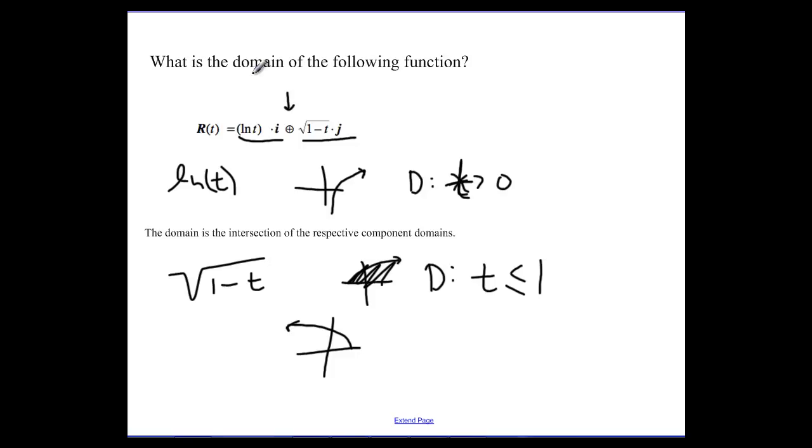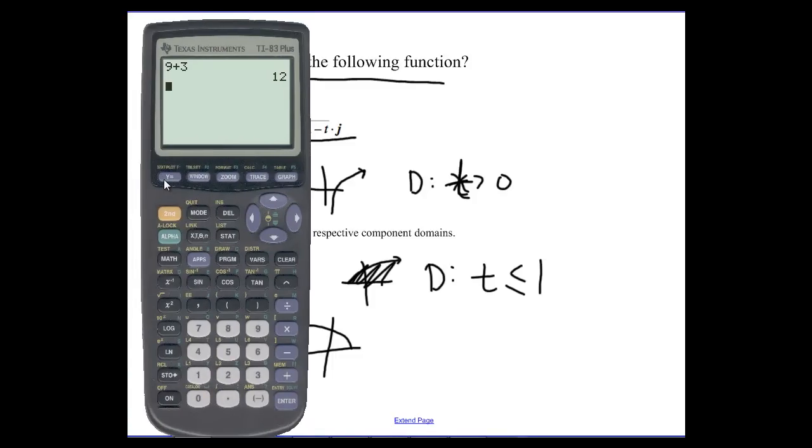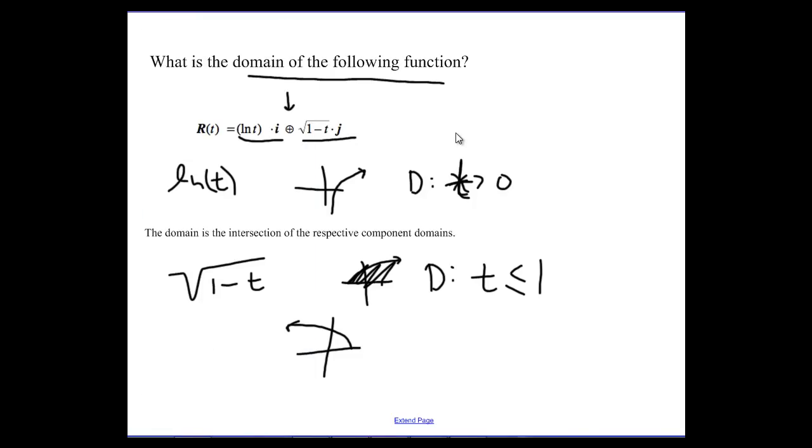So what's the domain of the following function? Let me just make sure that I've done that right. I feel like I have. If I graph the square root of 1 minus t, yeah. So what's the domain?